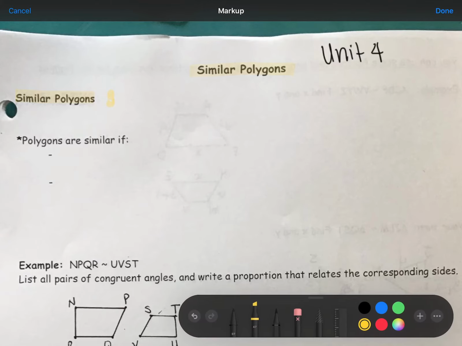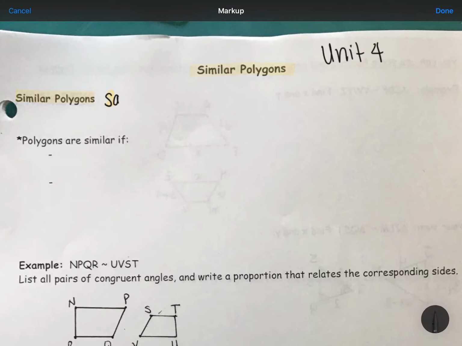So we definitely have the same shape. So a square and a square, or a triangle and a triangle. And we're going to really focus on some triangles in this unit. But at first we're going to talk about just any kind of shapes. So they have the same shape, but their sizes are different.